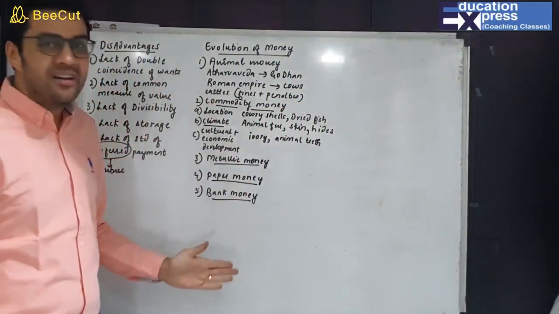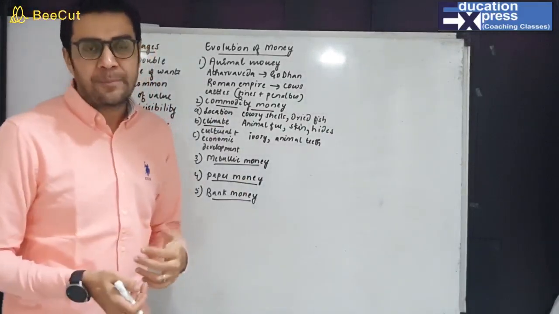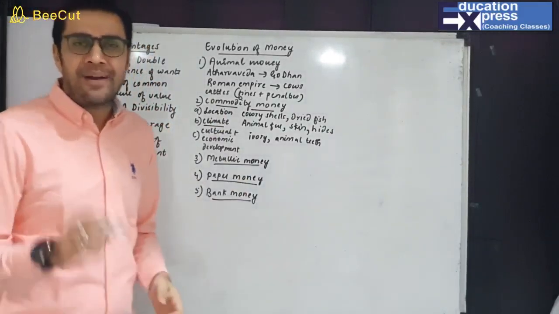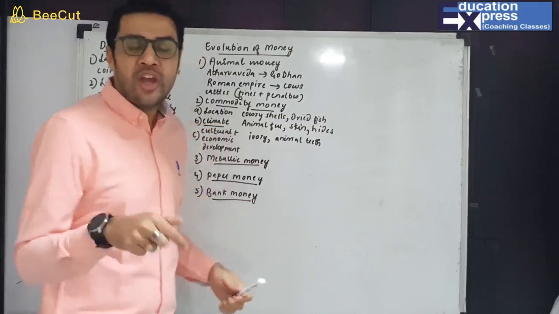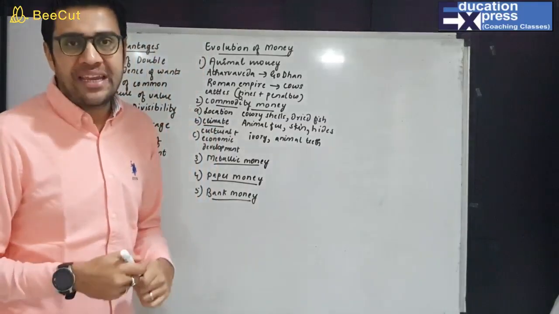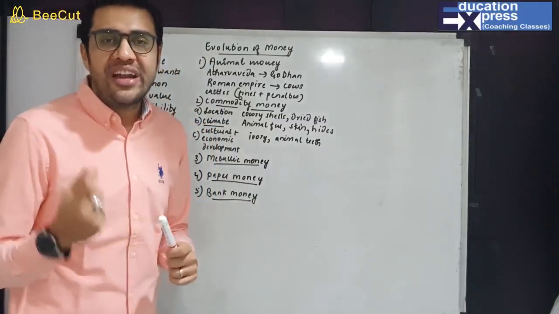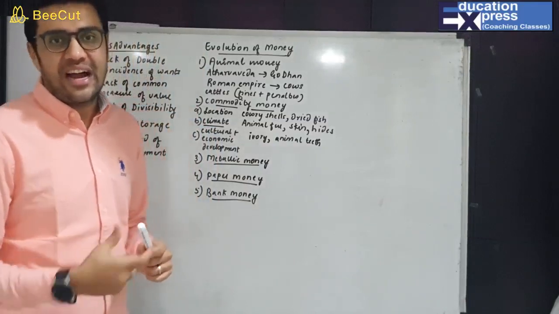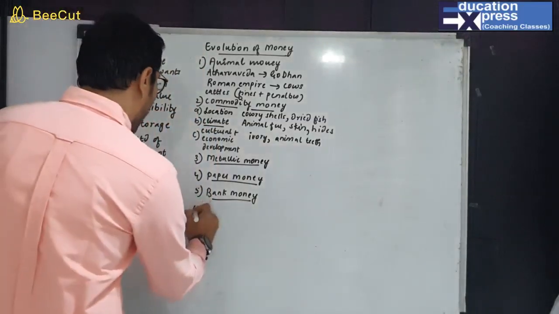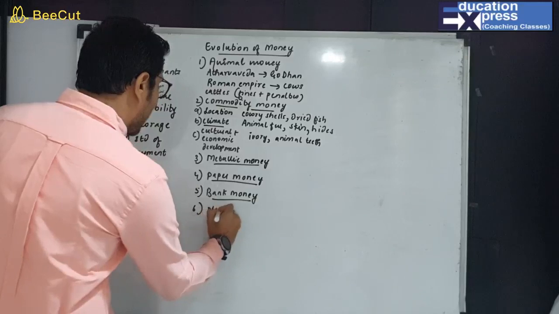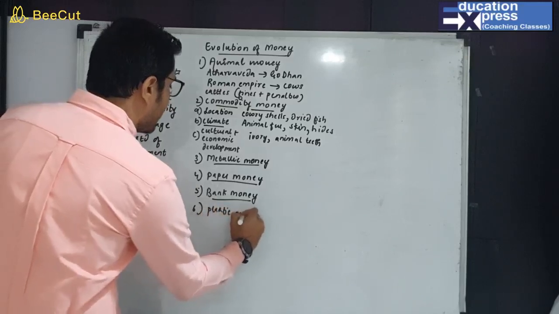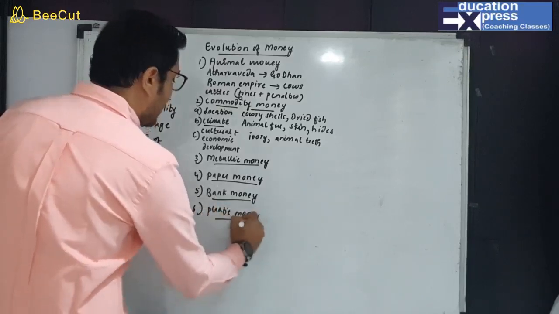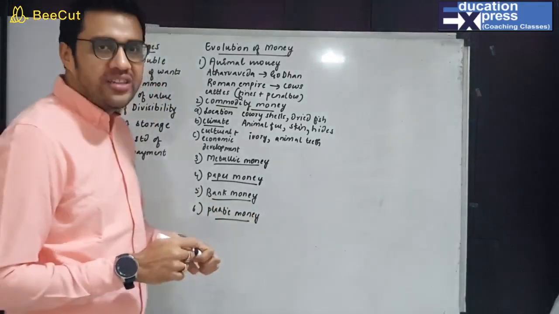So these were the different stages of money. And now, it is not given in your book, but if you want you can add it. Now we also have plastic money. Plastic money is in the form of debit card and credit card. If you want to add, debit cards and credit cards are called plastic money. Debit card and credit card, what is the difference?